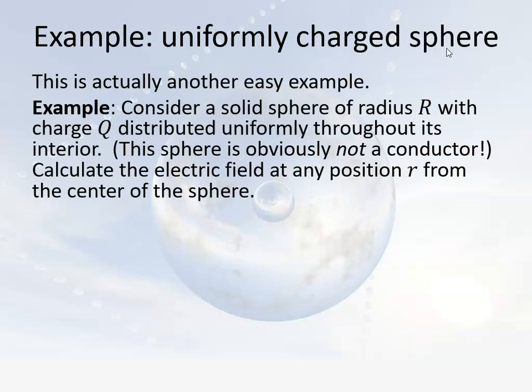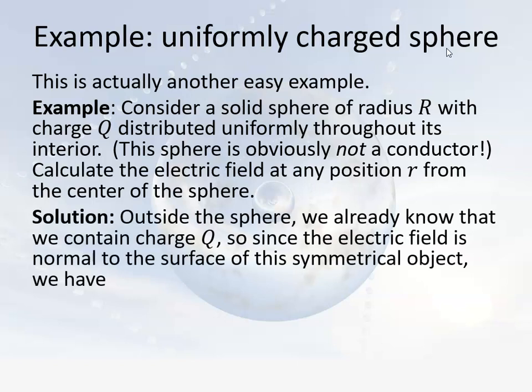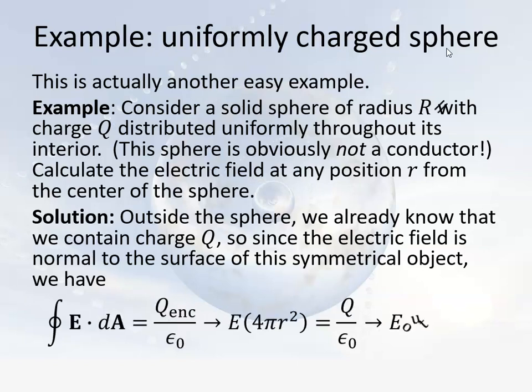How about a uniformly charged sphere? It turns out this is actually relatively easy, but not as easy as the previous ones, because here we actually have to calculate something. Calculate the electric field at any position little r from the center of the sphere. Well, outside of the sphere, we just did this. Outside of the sphere, your imaginary Gaussian sphere, which contains charge big Q, the electric field is just going to be K times big Q over little r squared. So there's our electric field outside of the sphere. Now, what about inside of the sphere?